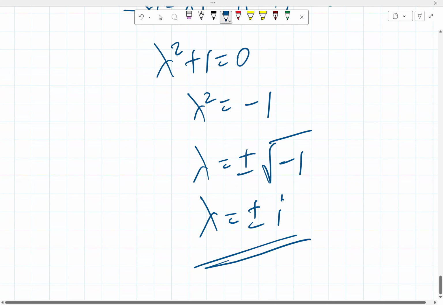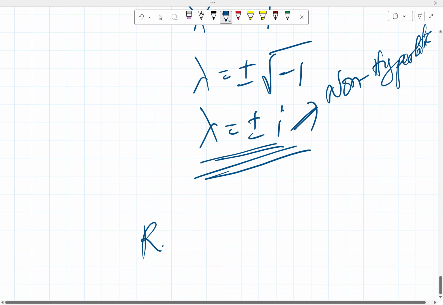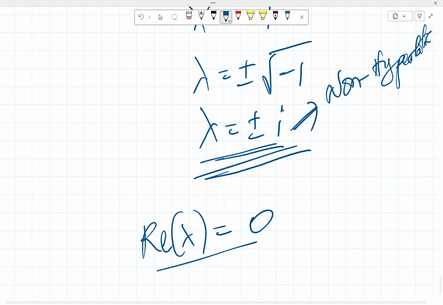So here now, this is non-hyperbolic, because you cannot really be conclusive about the nature of the stability here, because the real part of lambda is equal to 0. So it has no real part. If there was a real part, it would have been maybe any number, say a plus bi, right? So this is the real part. So this real part a is now equal to 0.